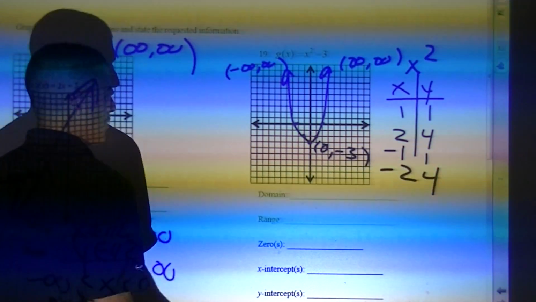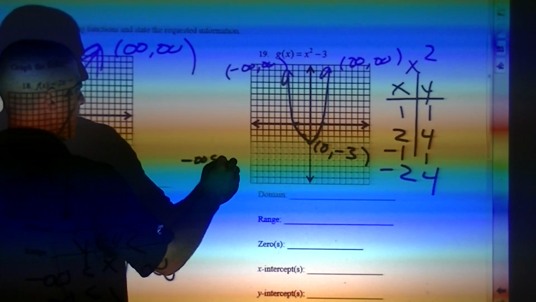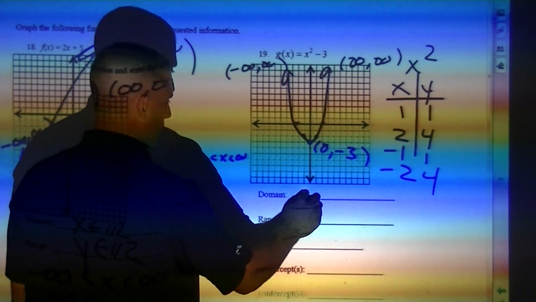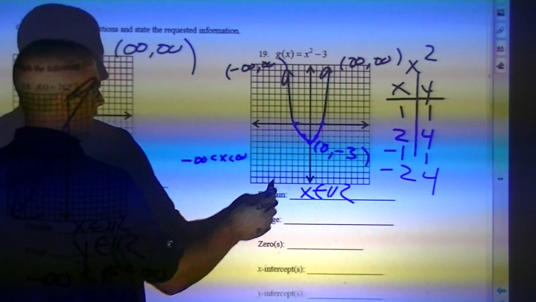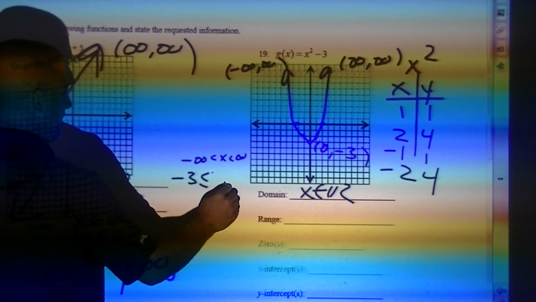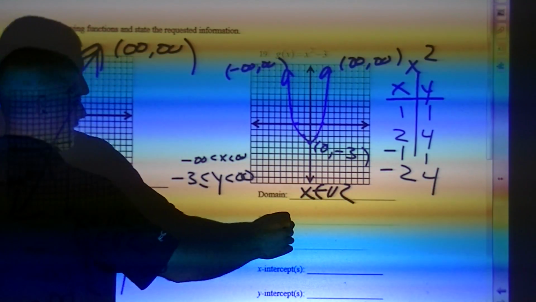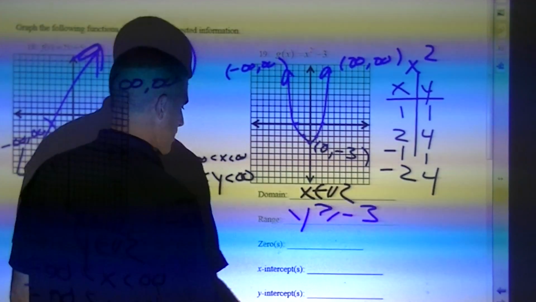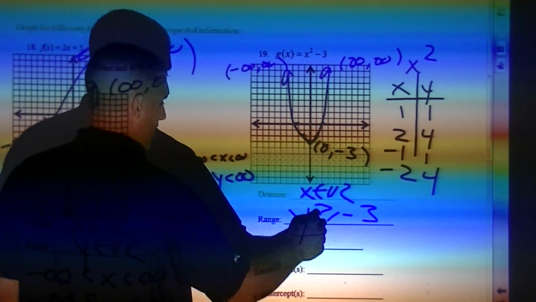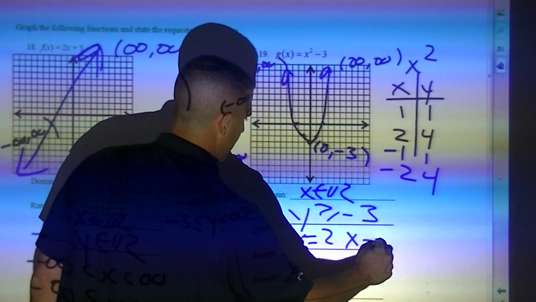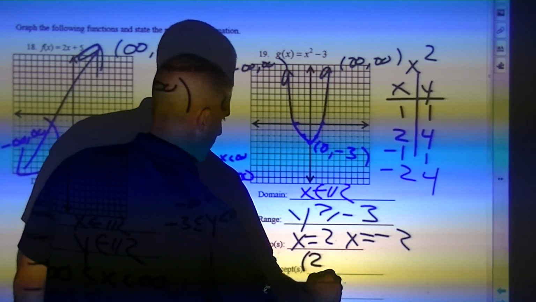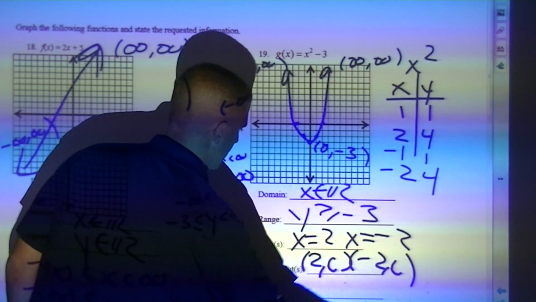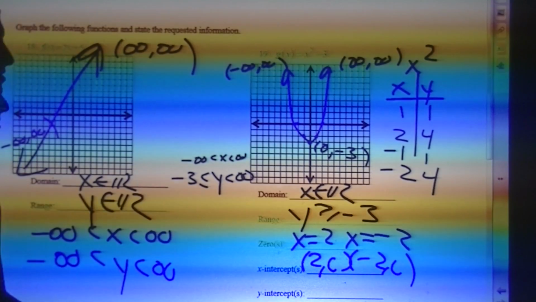The domain: I got to make sure I label that, (0, -3). Smallest x value, -infinity. Biggest x value, infinity. So it's all real numbers. Smallest y value, -3. Biggest y value, infinity. Since it's an actual point, I can put a line underneath that. Zeros: it crosses at 2, it crosses at -2. So (2, 0), (-2, 0). We'll move this up so you can see the rest.